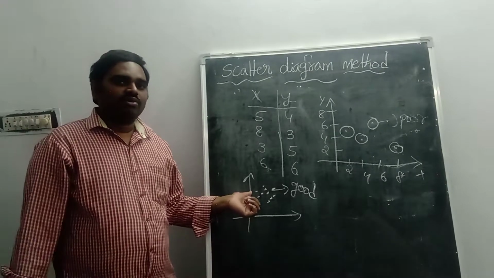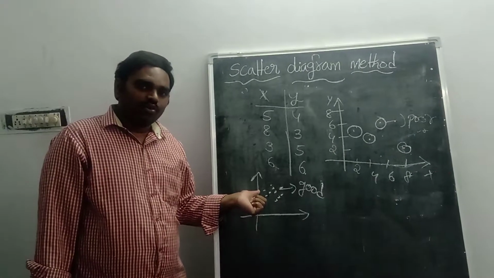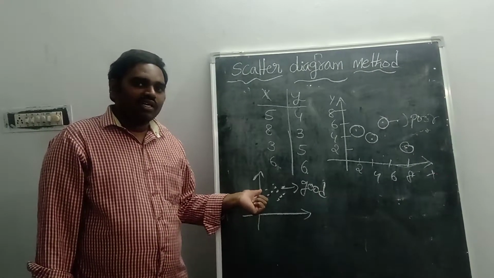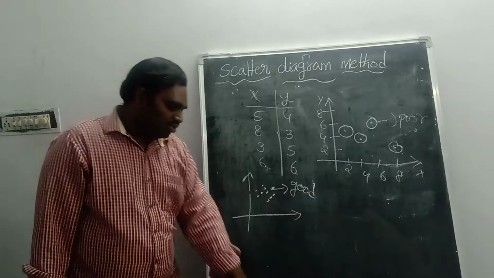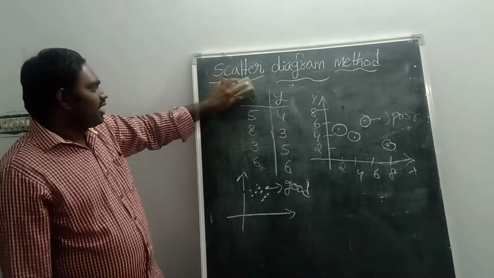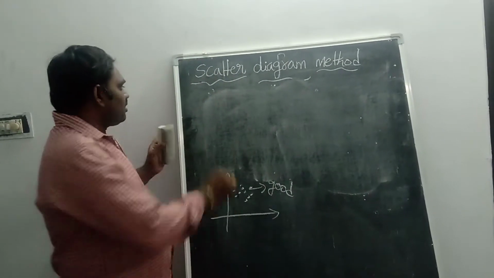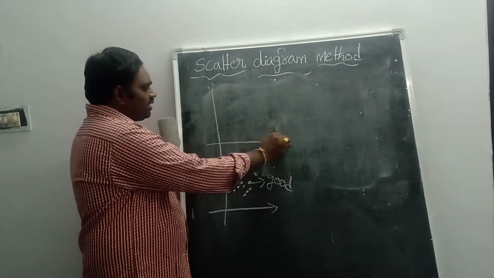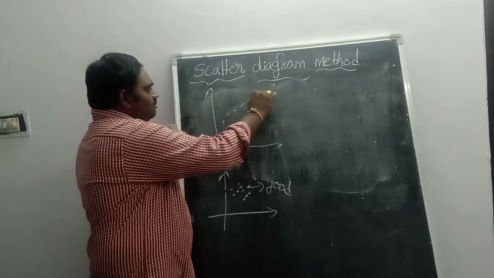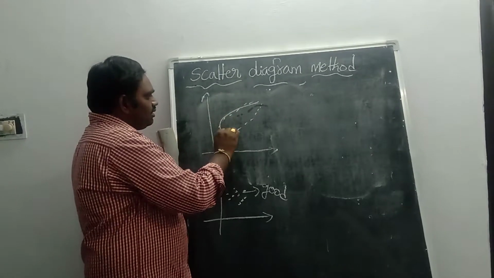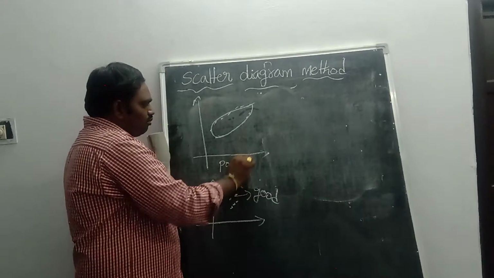But we have different types of correlation: positive correlation, negative correlation, perfect positive correlation, perfect negative correlation, and zero correlation. How can we say, using this diagram, that this is a positive correlation, this is a negative correlation, or this is perfect positive correlation? I will explain based on the diagram. Suppose this is the X series data and Y series data. If the points are increasing in order, then we say that this is a positive correlation.